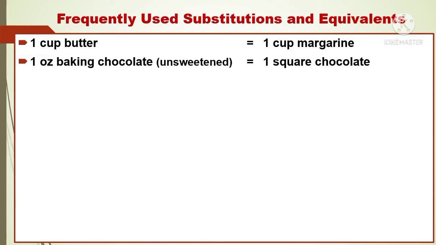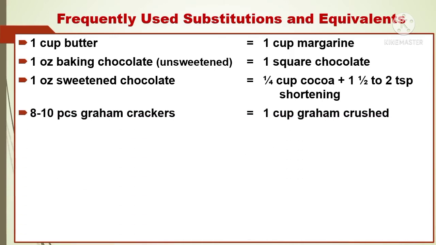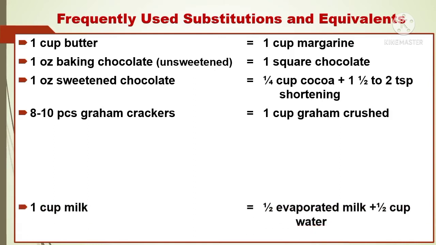Now let's proceed to the frequently used substitutions and equivalents. 1 cup butter is equal to 1 cup margarine. 1 ounce baking chocolate, unsweetened, can be replaced by 1 square chocolate. 1 ounce sweetened chocolate can be substituted by 1/4 cup cocoa plus 1½ to 2 teaspoons shortening. 8 to 10 pieces graham crackers can be replaced by 1 cup graham crush.